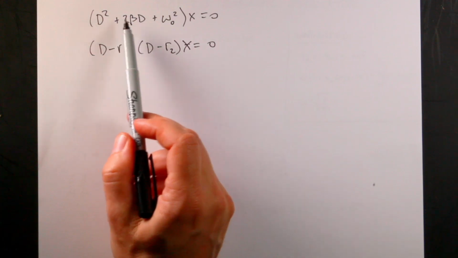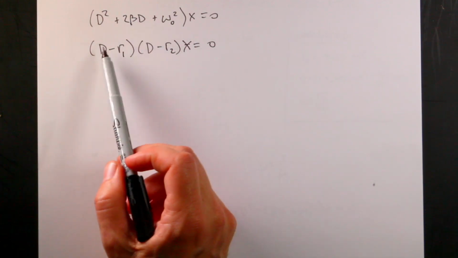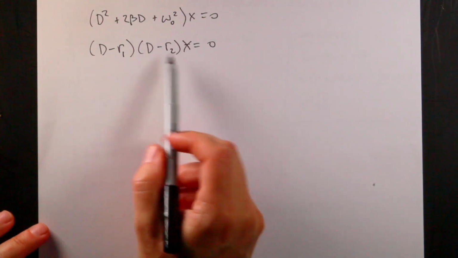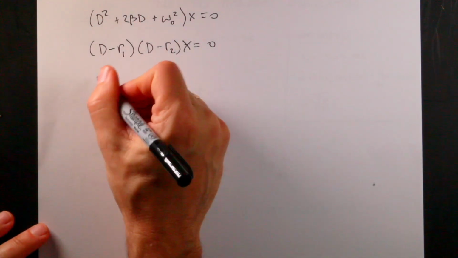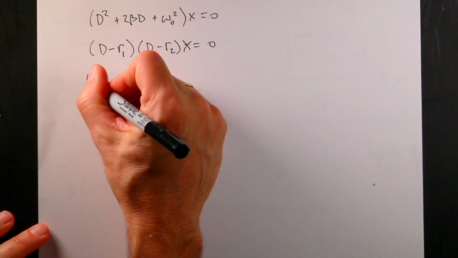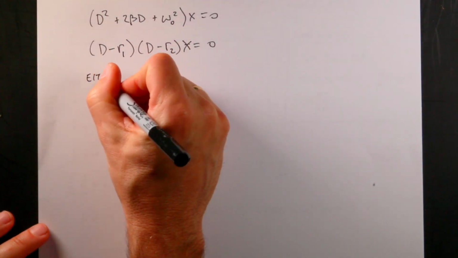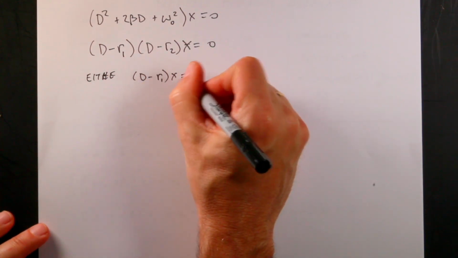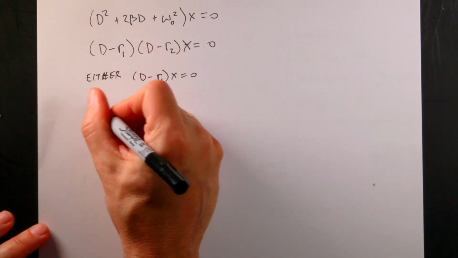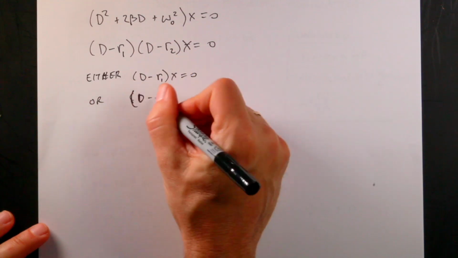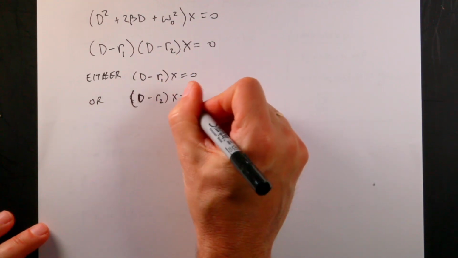I should be able to factor this into two factors, two terms. Now, they may not be easy to find, but I should be able to do that in theory. So if that's the case, then either d minus r1 operated on x would be 0, so either d minus r1 x equals 0, or d minus r2 x equals 0.